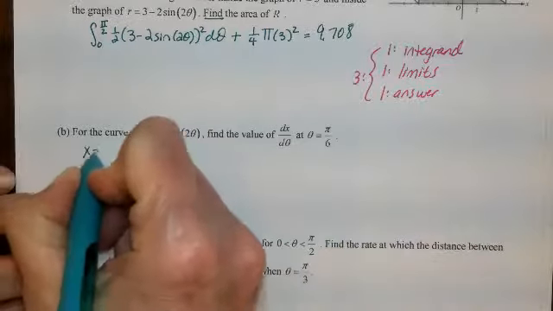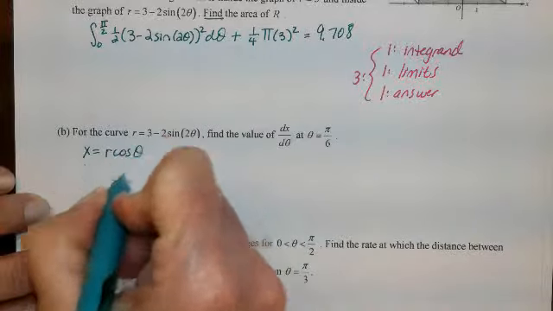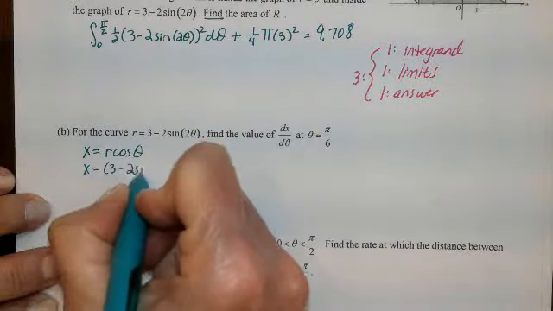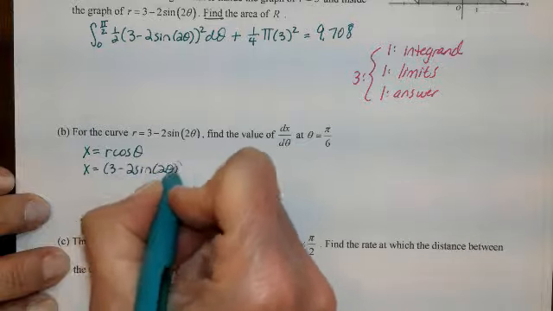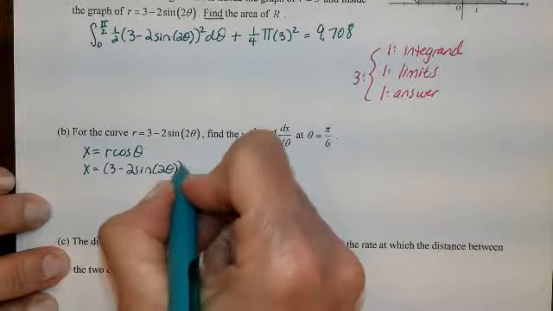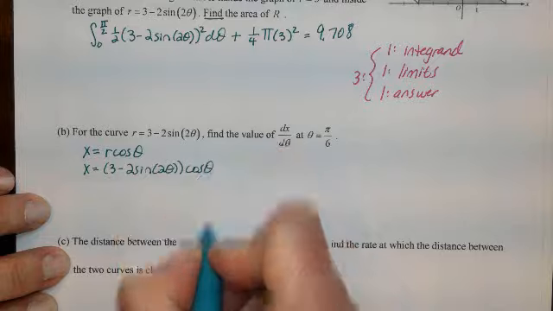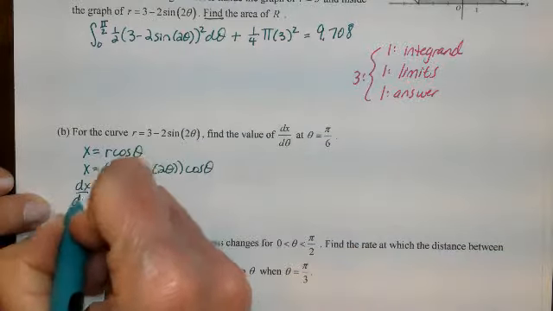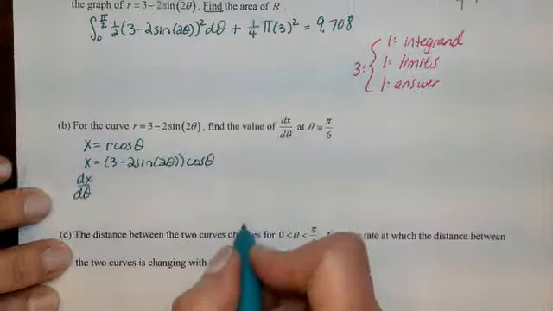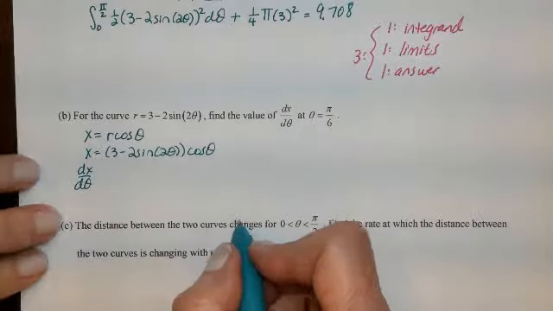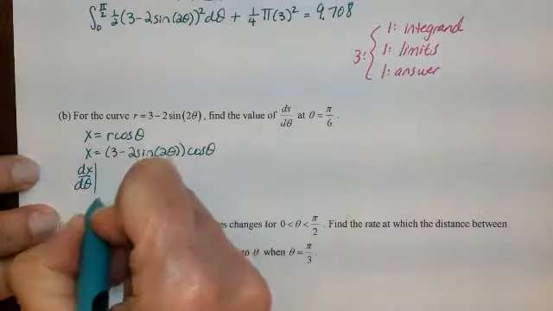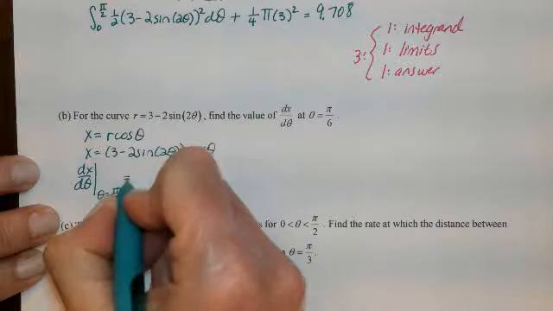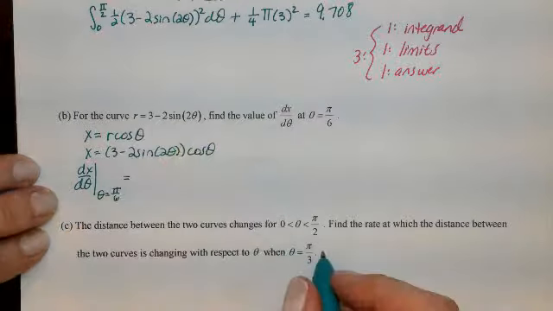So we know that x is equal to r cosine theta. So for us, r is equal to 3 minus 2 sine of 2 theta, times cosine theta. So we need dx d theta at pi over 6, and we have a calculator. So I'm going to let my calculator do this. We could do it by hand using the product rule again, but I'm going to just let my calculator do that work.